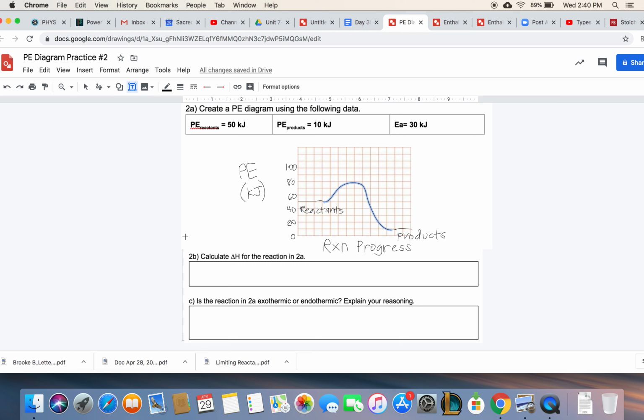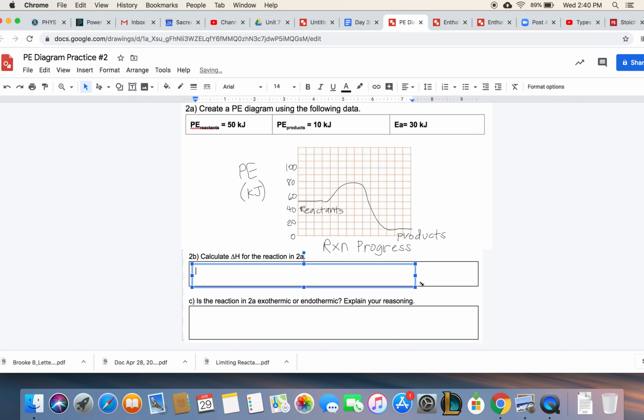And now for this part, when we want to calculate the delta H for the reaction, remember delta H, the delta means that there's a change in enthalpy. Enthalpy is just a fancy word in this case for potential energy. So to find the change in potential energy for the reaction, we're going to need to take the potential energy of the products and minus the potential energy of the reactants. That would look like 10 kilojoules minus 50 kilojoules, and this would give us negative 40 kilojoules as our change in enthalpy for the reaction. I'm going to make that a little bit bigger so you can see.